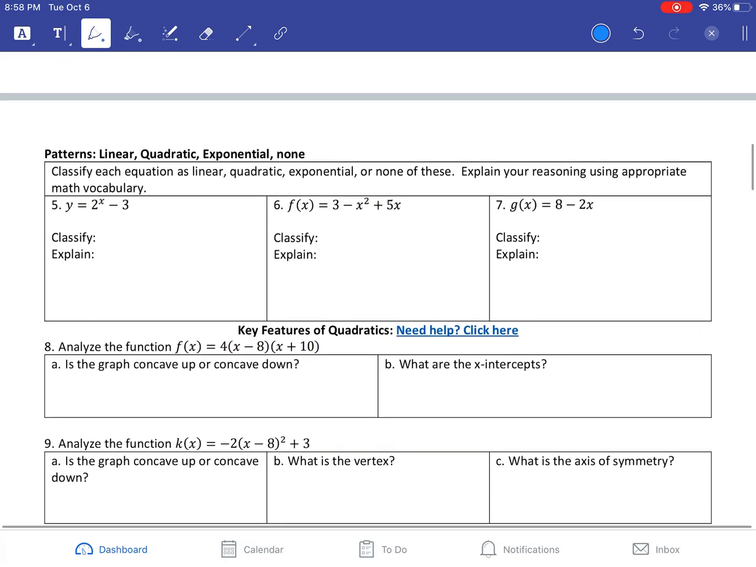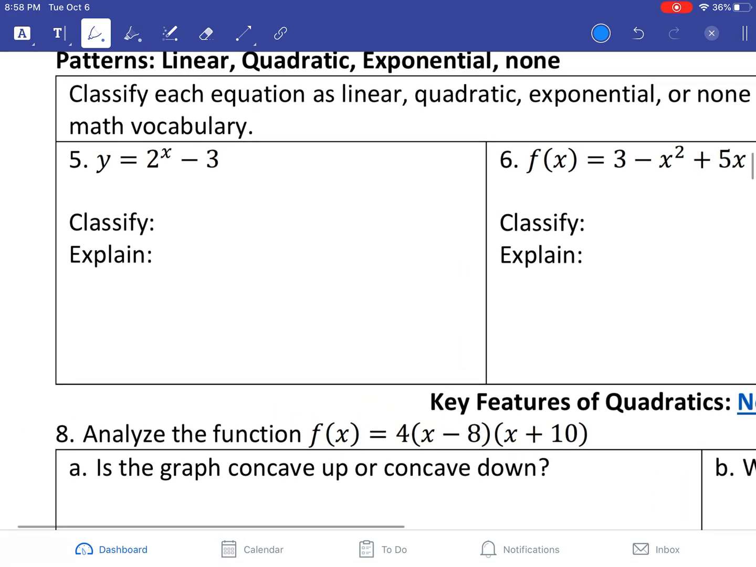Next we move on to patterns, whether it's linear, quadratic, exponential, or none. So for number 5, we're always looking for exponents. So this exponent is x, so it must be an exponential. And why? Because its exponent is x. That is why it is exponential.